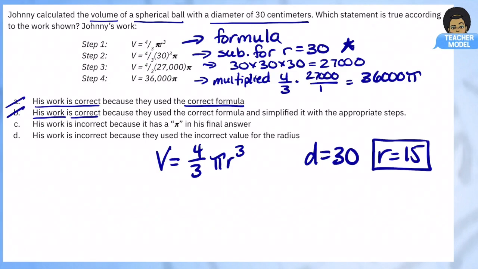C: his work is incorrect because it has a pi in the final answer. That's not why his work is incorrect. Unless otherwise specified, it's okay to leave pi. D: his work is incorrect because he used the incorrect value for radius. Yes, this is the correct one. That's why his work is incorrect: he didn't use the right value for his radius. I completely agree. It is incorrect because he used 30, which is our diameter, not the radius. Hit pause so you can jot this down into your notes.